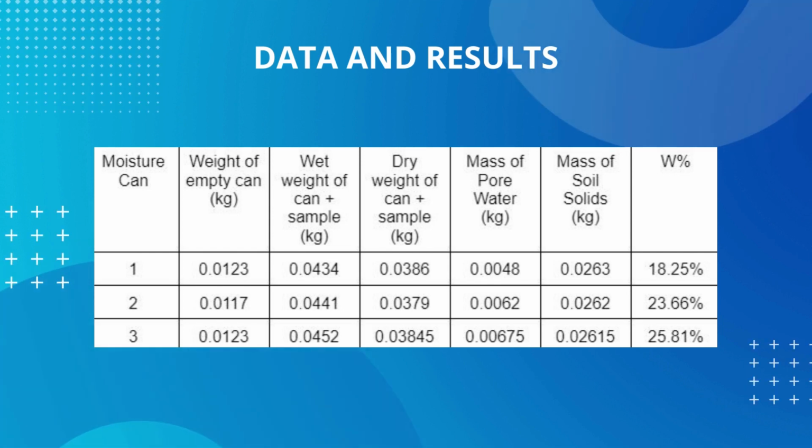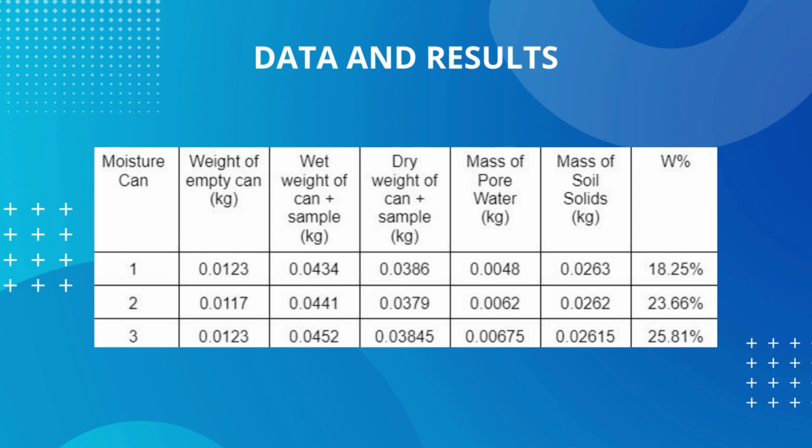The weight of the oven-dried sample plus the can are 0.0386 kilograms for trial 1, 0.0379 kilograms for trial 2, and 0.3845 kilograms for trial 3.